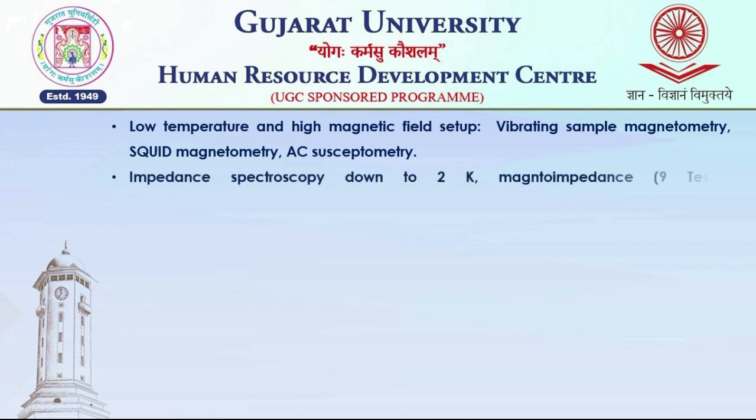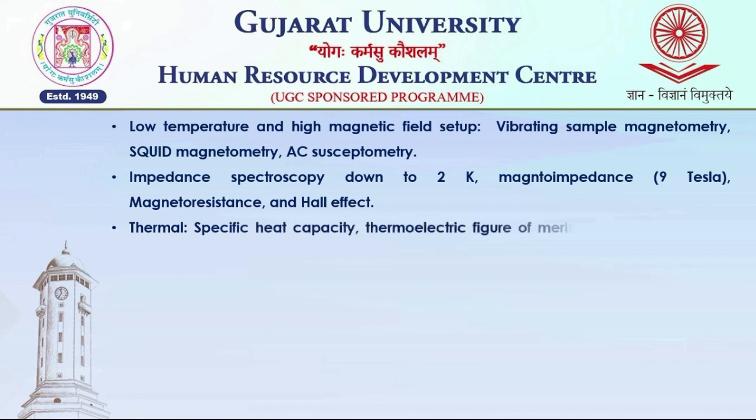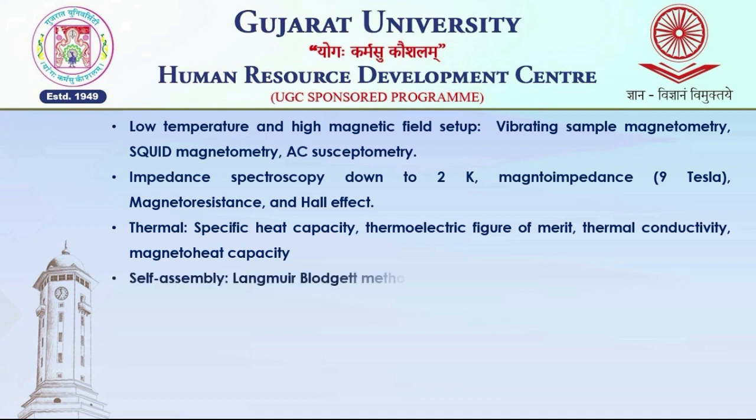Impedance spectroscopy down to 2K, magnetoimpedance, magnetoresistance, and Hall effect. Thermal methods include specific heat capacity, thermoelectric figure of merit, thermal conductivity, and magneto-heat capacity. Self-assembly includes the Langmuir-Blodgett method. A glimpse of some awards and achievements during his tenure.